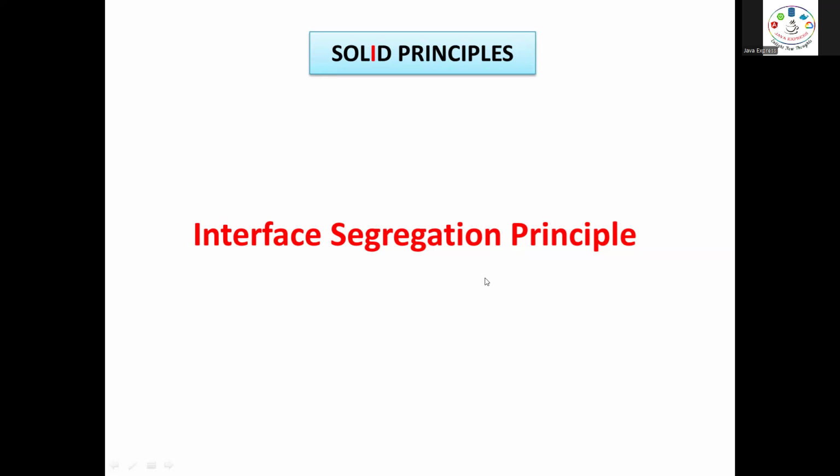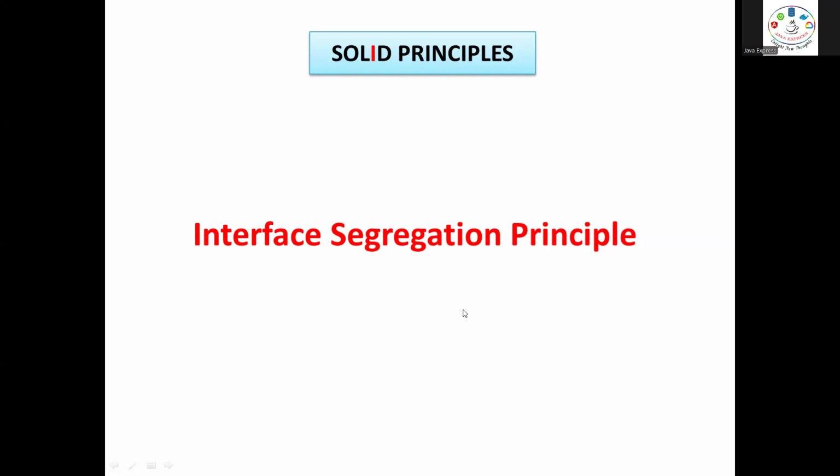Now we are going to discuss the next letter, I: the Interface Segregation Principle. It is very easy, not that complicated. Everyone knows this concept, but you may not know what this principle says. On a day-to-day basis, you will definitely use this principle. We'll discuss the interface segregation principle.